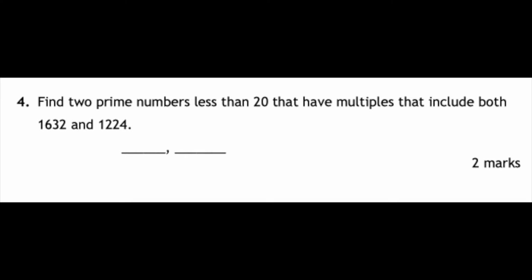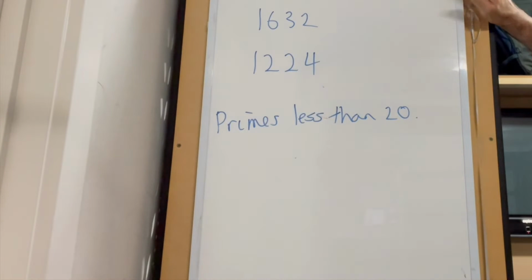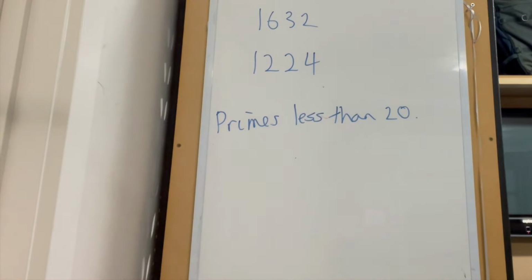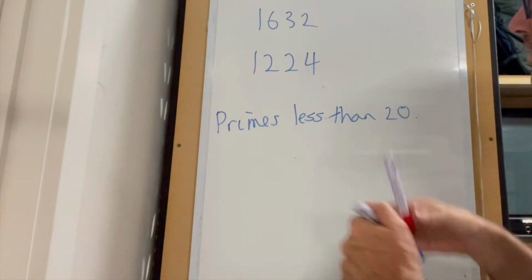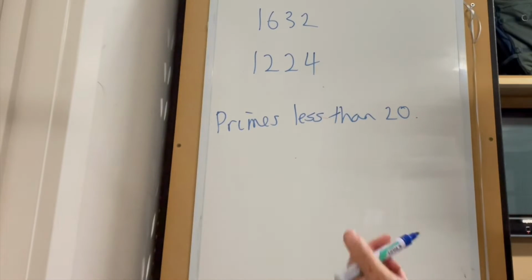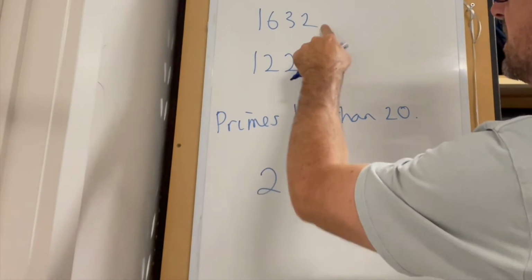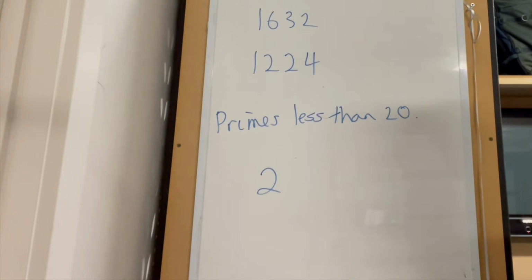Okay, so the next question says you've been given these 2 numbers, okay, and you've got to find 2 primes that are less than 20 that will have those 2 numbers as their multiples, okay? So we're after primes here. Now obviously the easiest one to do here would be 2, okay, because 2 is a prime number, and obviously they are both even numbers, so it's definitely going to be 2, okay.